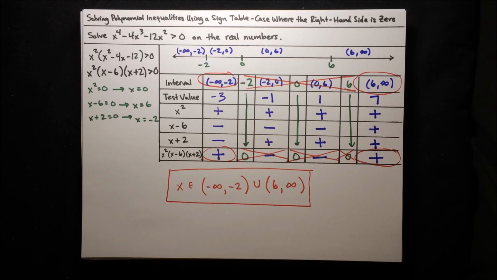In these exercises, the right-hand side here was always 0. In the future, though, we'll also learn how to deal with cases where the right-hand side is a polynomial itself.